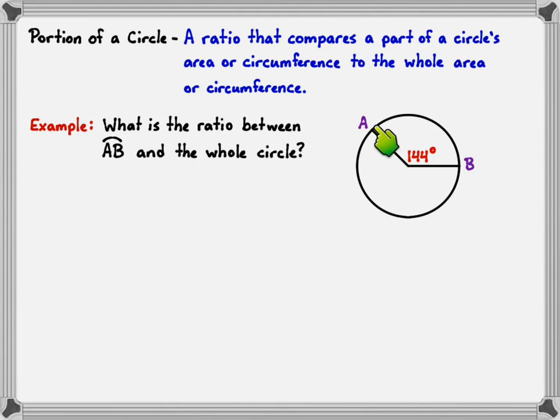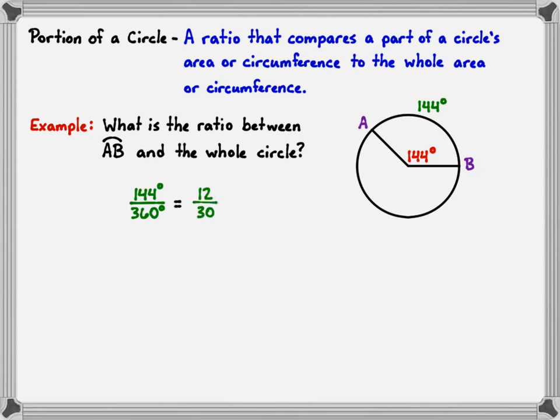Well, what this is saying is if you look at A and then you start turning to look around to point B, you have turned your body 144 degrees. So the portion that we've turned is 144 degrees out of a total of 360 degrees. So that's the portion of your circle. That's it. Now, if you want, and you should, you can reduce this fraction by finding a common denominator.